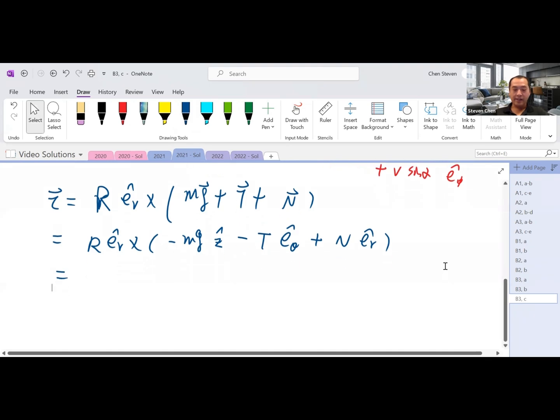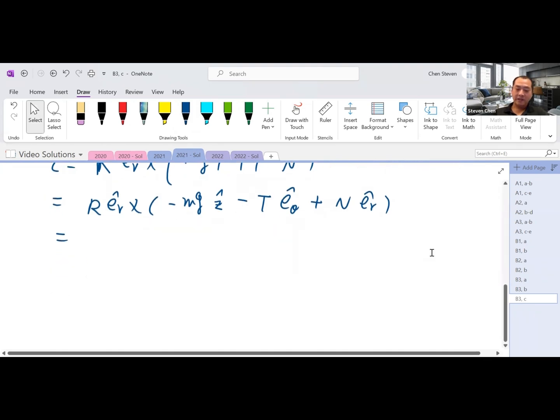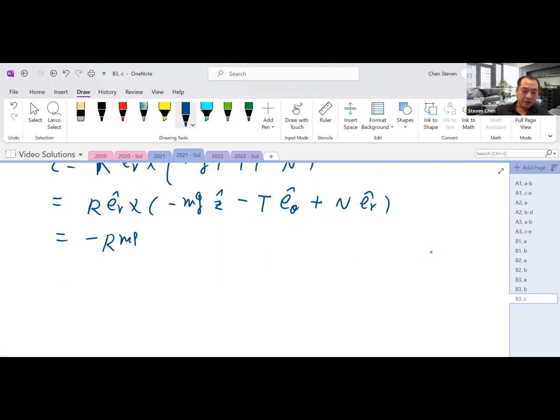Let's compute this and see what we get. For the first one, it's negative R mg ER cross product Z. We'll treat it in a second, okay? And for the second term, ER times E theta. In the spherical coordinate system, that is equal to E phi, the unit vector in the latitude direction. And the third term, ER cross product ER is 0, right? So we have these two terms.